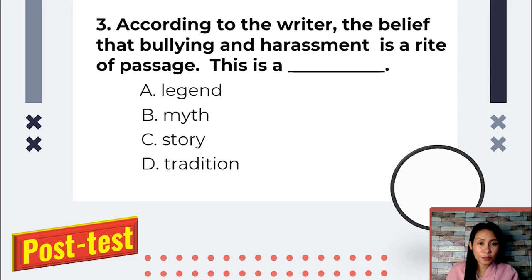Question number 3. According to the writer, the belief that bullying and harassment is a rite of passage. This is a blank. A. Legend, B. Myth, C. Story, or D. Tradition.